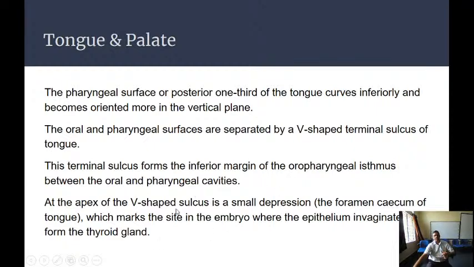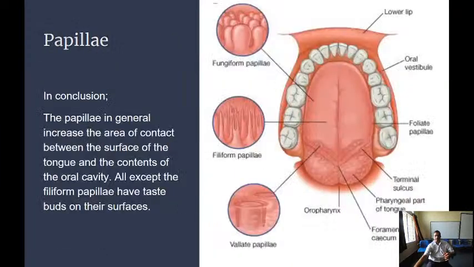And at the apex of this V-shaped sulcus, there is a small opening which is the foramen cecum, from which the thyroid develops and then descends down into the neck. That is called the foramen cecum.